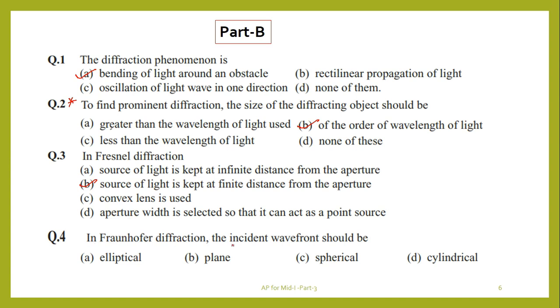Then in Fraunhofer diffraction, the incident wavefront should be a plane wavefront. In Fraunhofer diffraction, generally the source will be at infinity, but in the lab, if we are doing any experiment related to Fraunhofer diffraction, by using the lenses we will convert a point or spherical wavefront into plane wavefronts.